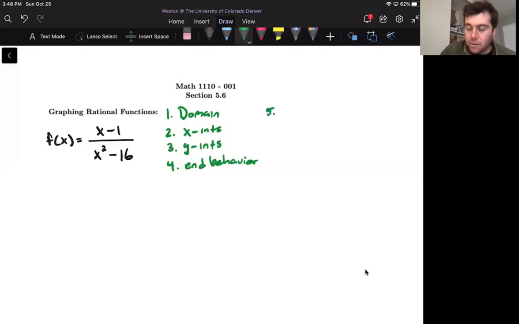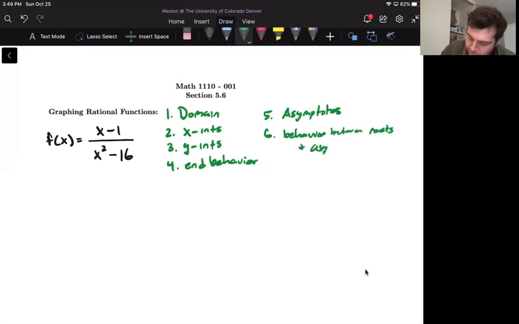Five is another one we're used to, behavior between roots. Or actually, let's put that off for six, and you'll see why in a second. Five is asymptotes, which we'll define in a couple minutes in our video. And six is behavior between roots and asymptotes. So that's six different things that we need to make sure that we have for our graph.